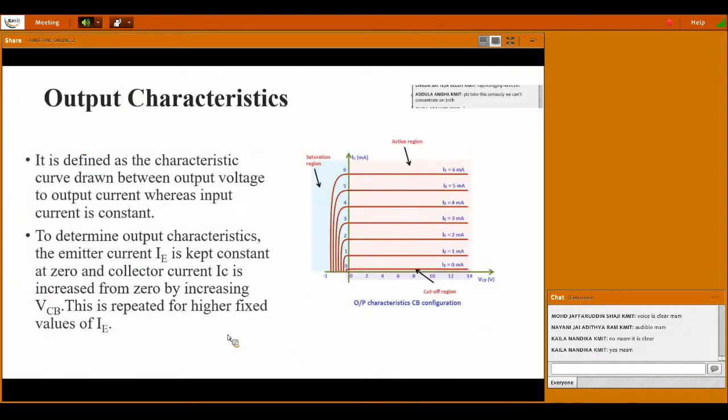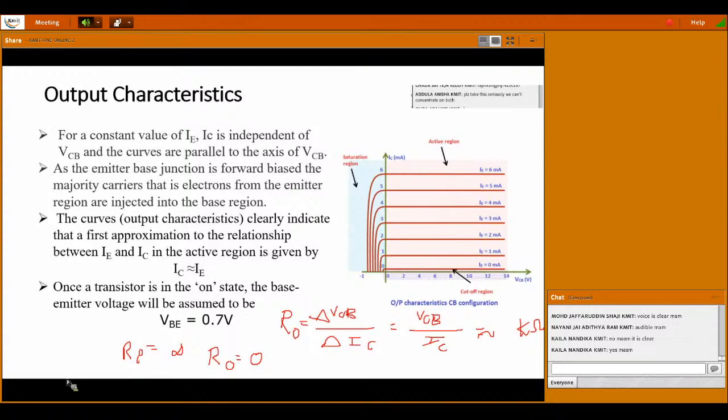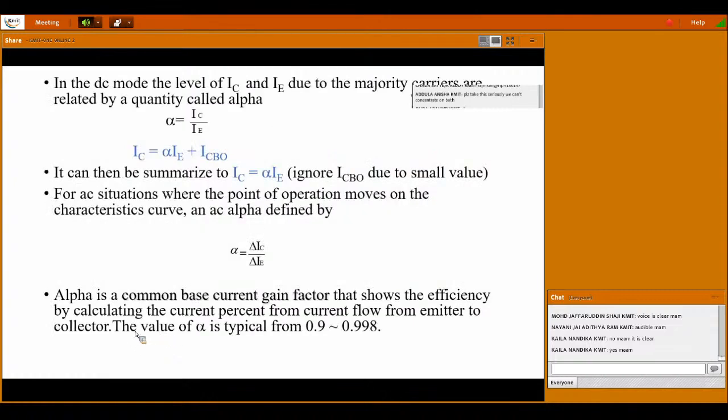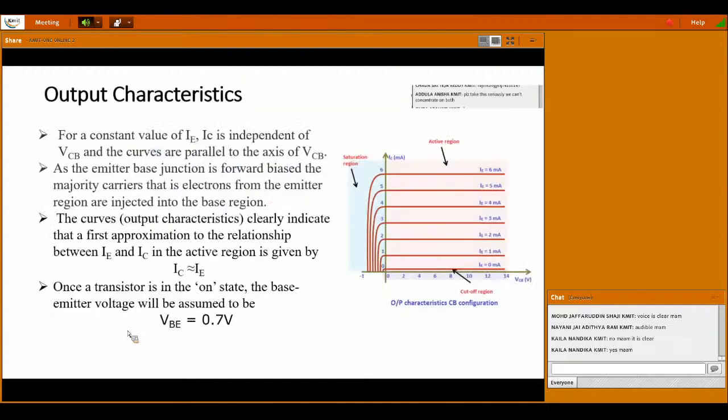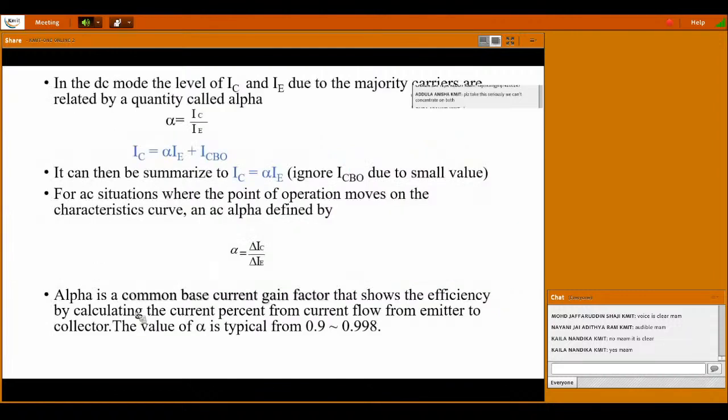Okay, so this is about your common base configuration, input and output characteristics. Now let me move to our next slide. So in the common base configuration, the DC mode gain or the current gain is the ratio of collector current to the emitter current. As we already discussed, if I neglect your IB, then IC is approximately equal to IE. Alpha is in the range of 0.95 to 0.99, almost approximately equal to 1.